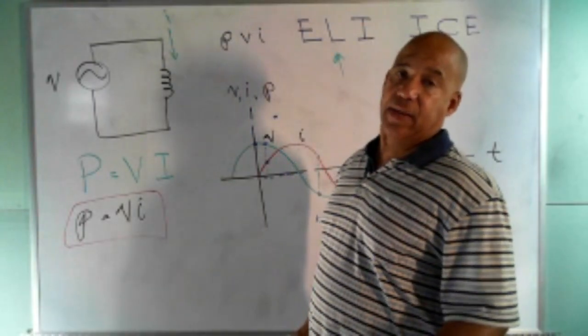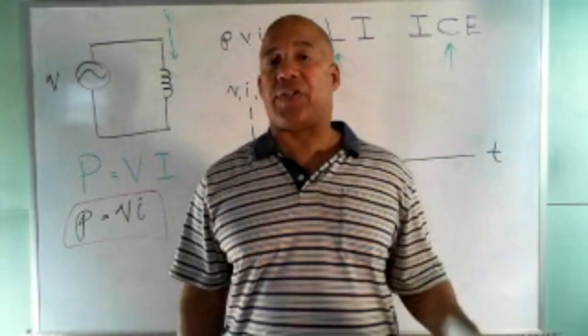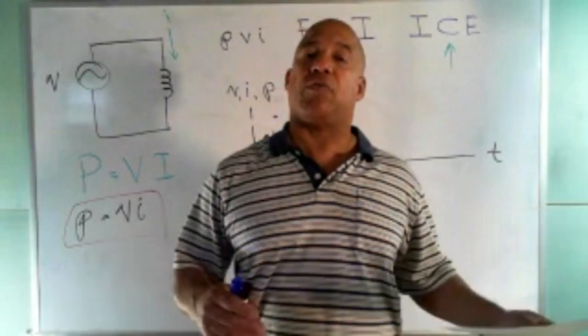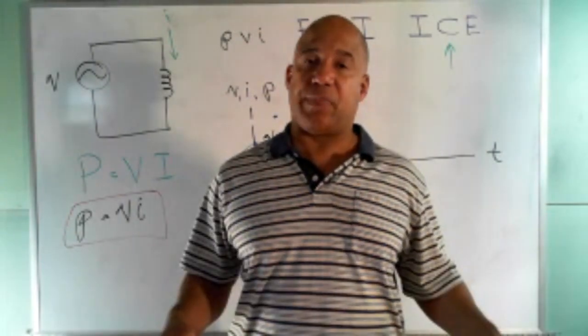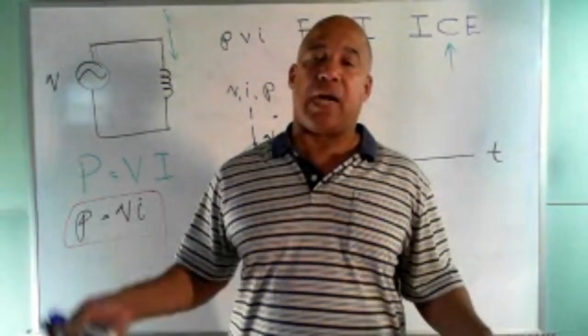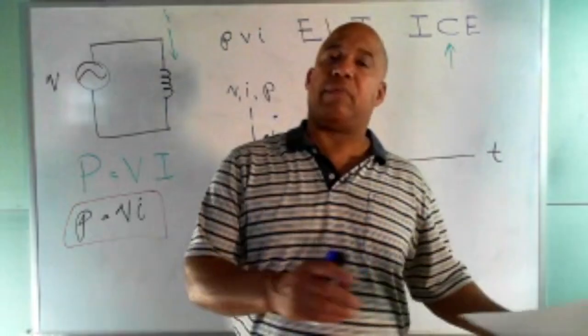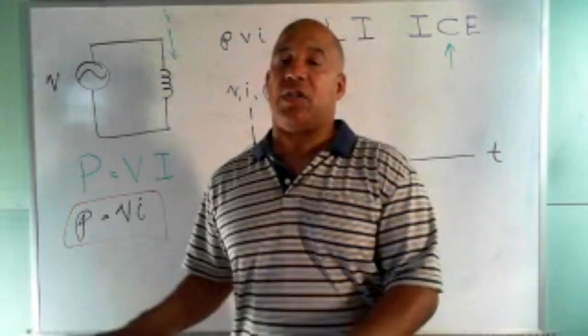So the takeaway is this: if you have a resistor, the energy that flows into a resistor is converted to heat. It's dissipated. We say dissipated. If I have reactive elements, either capacitor or inductor, the energy that flows into those devices is borrowed and then flows back out, is returned to the system.